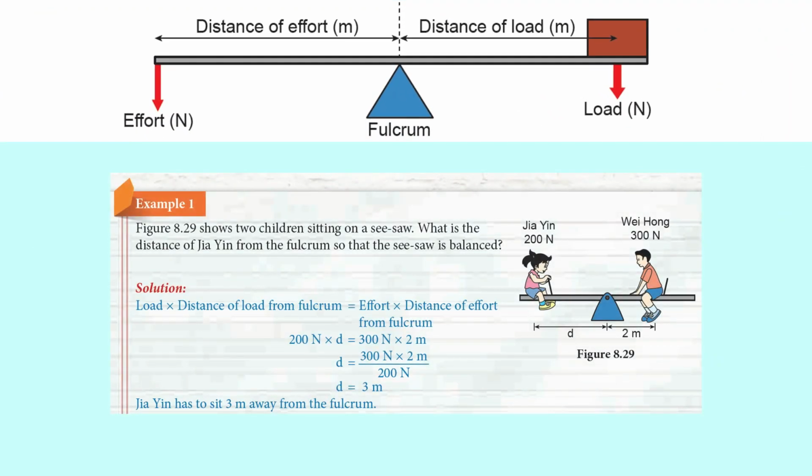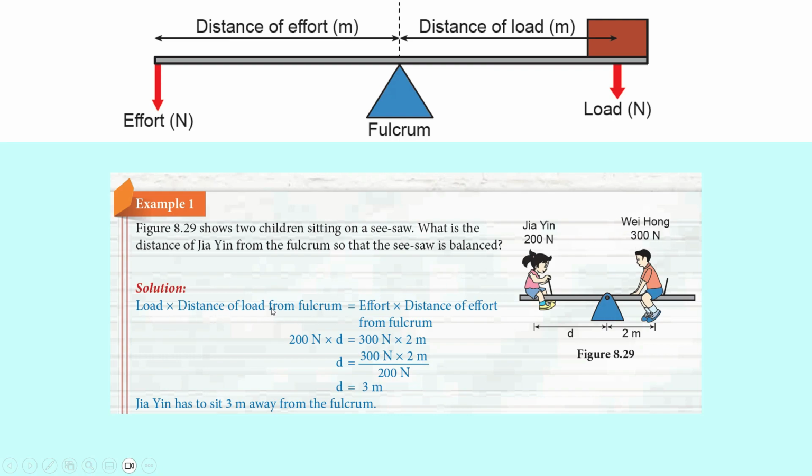Example 1, figure 8.29, from the textbook, shows two children sitting on a seesaw. What is the distance of Jiayin from the fulcrum so that the seesaw is balanced? Jiayin is the girl on the left. Wei Hong is the boy on the right. You can see the weight of Jiayin is 200 Newton. Meanwhile, Wei Hong is 300 Newton.